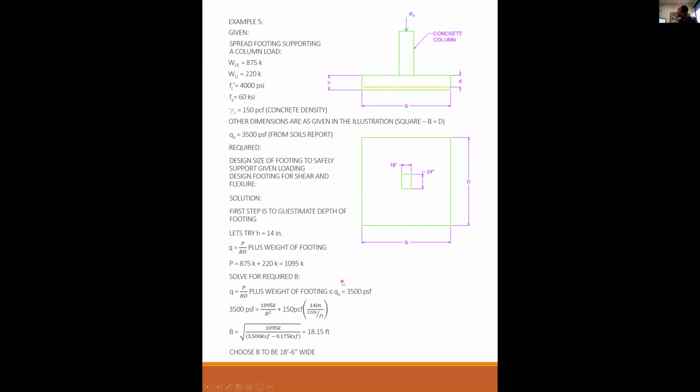When we get to the part of this example when we start designing concrete, then we're going to shift over to factored loads. Okay, so keep an eye out for that. The loads are service when I'm dealing with soil pressure. The loads are factored when I move to concrete design.